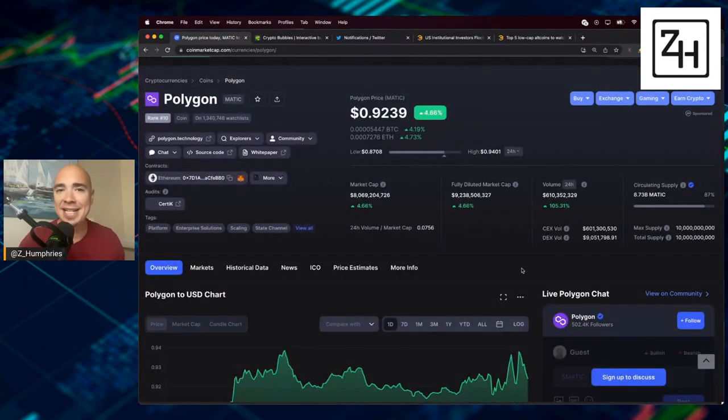Polygon Matic, anytime it gets around 80 cents right now, I'm looking to accumulate, both for swing trades and for long-term holds. I'm doing both simultaneously, adding to my long-term bag around 80 cents or a little less, and I'm also looking to swing trade with Matic at around 80 cents. You could see, sitting here at about 92.5 cents, popped up to about 94 cents here in the day. We've got a market cap of $8 billion. It's now a top 10 cryptocurrency.